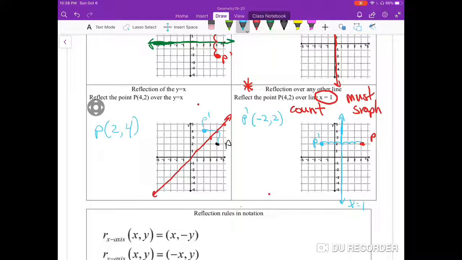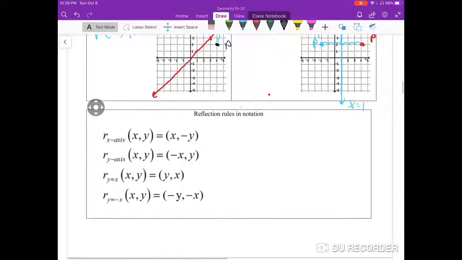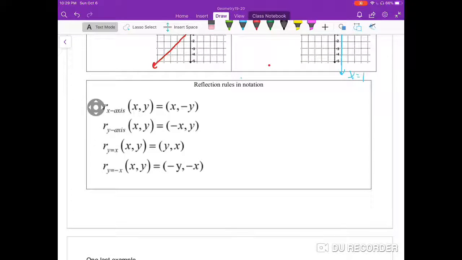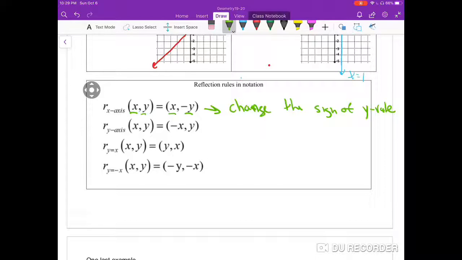All right. So this may seem like a lot of counting, but the nice thing here is these are the 4 different rules that you can memorize. So reflection over the x-axis, all you do is it goes from a point x comma y to x comma negative y. That just means change the sign of the y value. So if the y value is positive, make it negative.